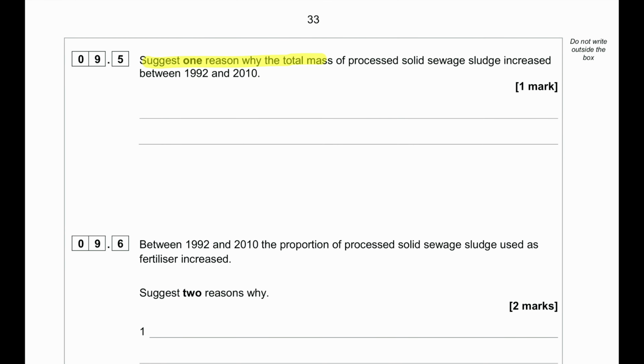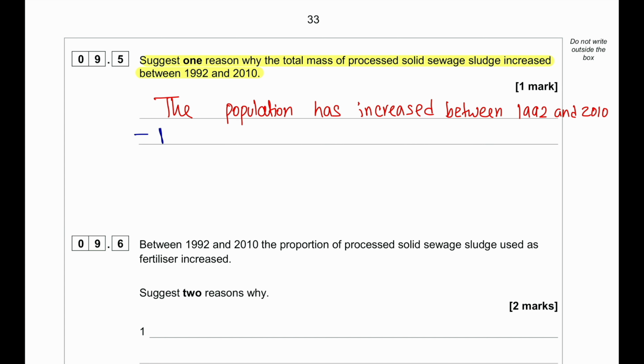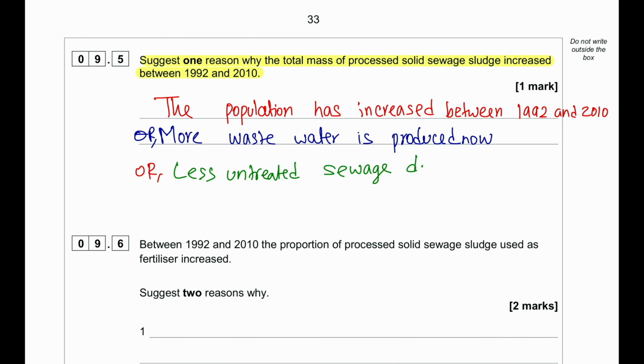Suggest one reason why the total mass of processed solid sewage sludge increased between 1992 and 2010. Between 1992 and 2010, the population has increased. So more wastewater is produced and less untreated sewage is discharged directly into rivers and streams because of innovations of technologies. Now, you just have to write only one point.